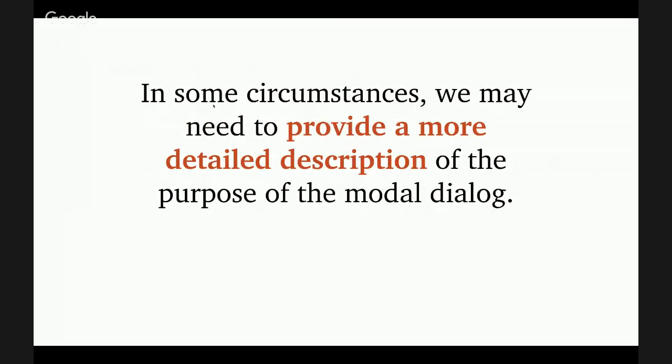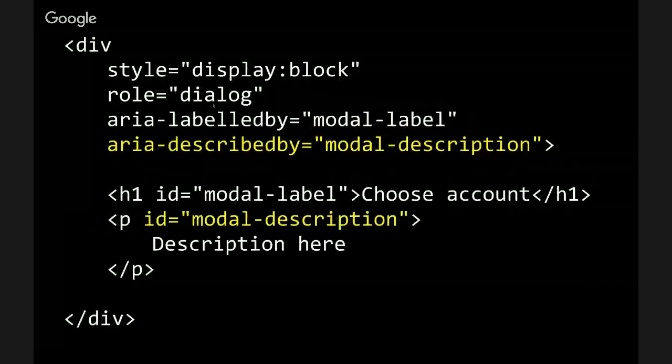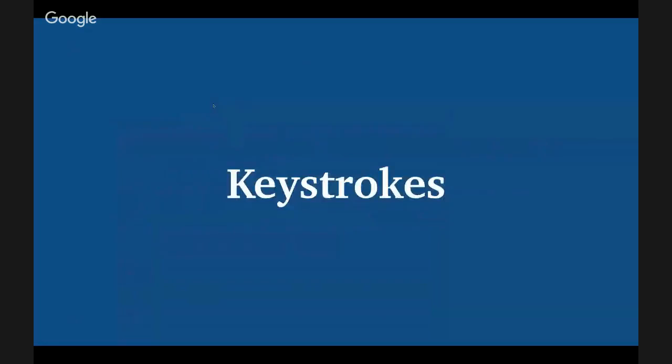Now in some circumstances you may want to provide a more detailed description of the purpose of that modal. Not in all cases, but in some. And you could add something extra here. You could put ARIA described by and then put a description there. And what will happen is when a modal is triggered, it'll inform that it's a modal dialog. It'll read out the modal label, so it'll say choose account, and then it will automatically start reading the description. So it says, you know, this modal or this component will do X, Y, and Z. Not necessary in all cases.